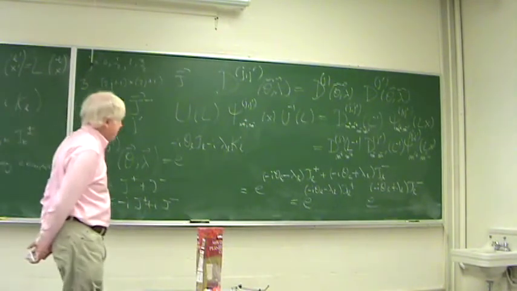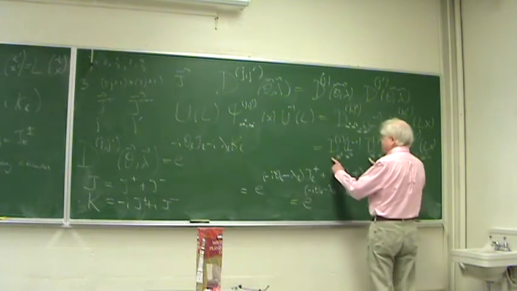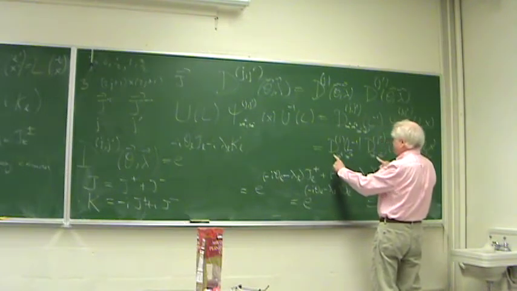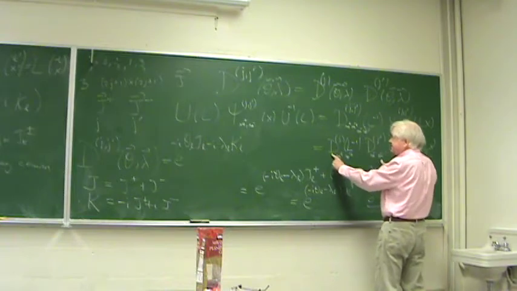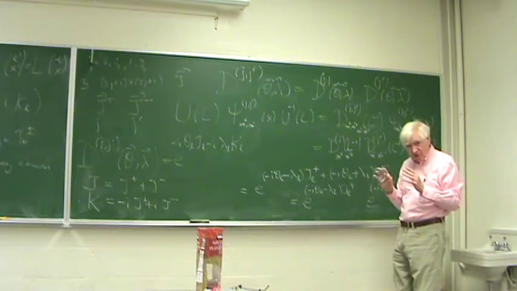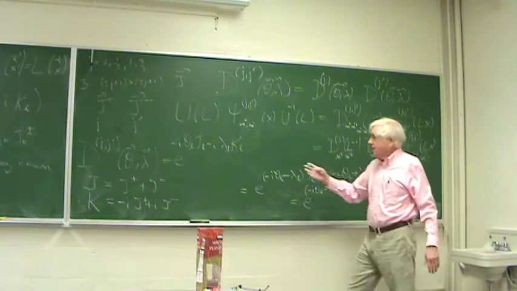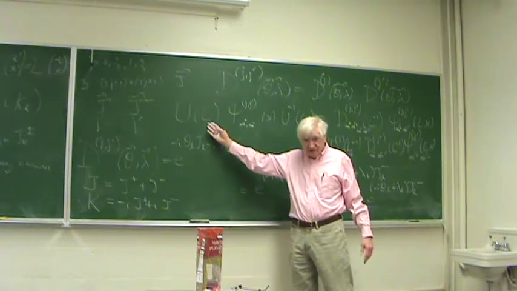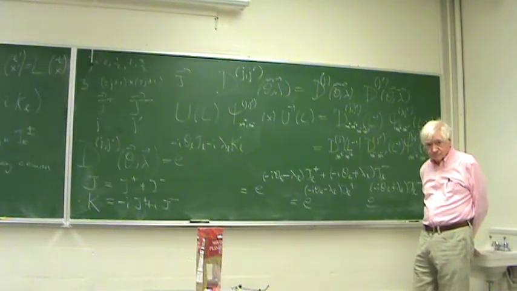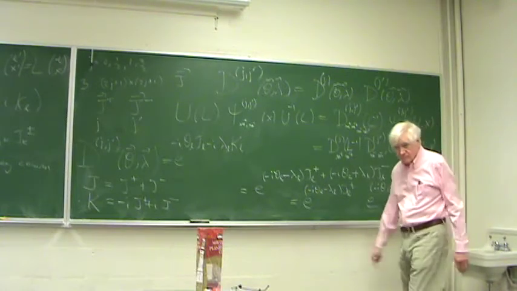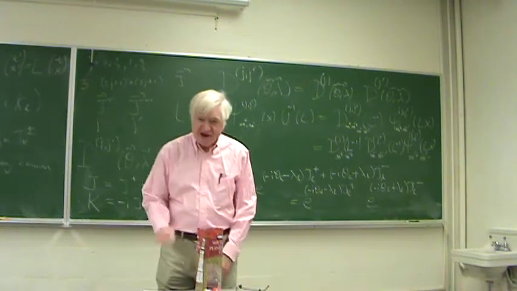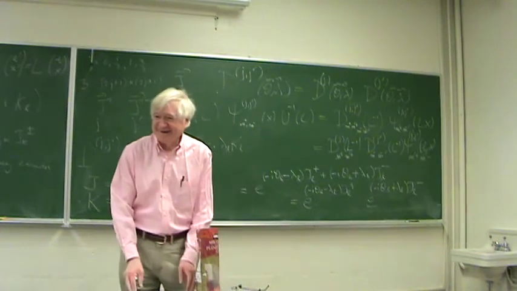Well, wait a second. These J's are used to make the D's. The D's are just how the fields transform. Right, but the states, the quantum mechanical or quantum field theoretic states, are acted on by the operators U and by psi. So are these fields on some kind of product space?